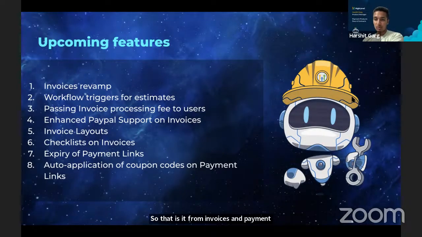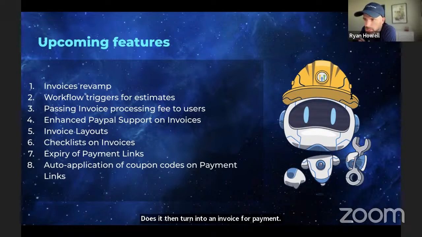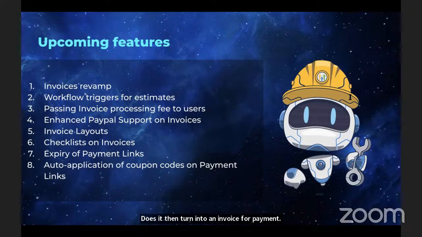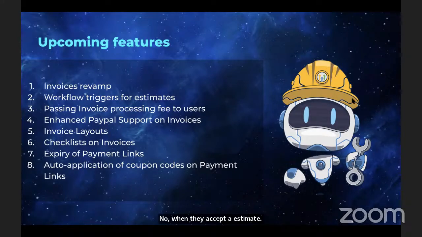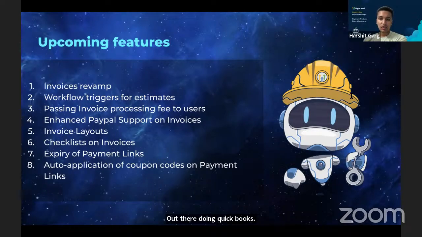I am now going through the questions. When they accept, does it then turn into an invoice for payment? So you're talking about the 2-in-1 document, I'm assuming, Tony? No, when they accept an estimate, does it then turn into an invoice for payment, like they do in QuickBooks? It does not instantly get converted into an invoice. It goes into an accepted stage, and then whosoever the sender was, they can move that accepted estimate into an invoice and send it out.